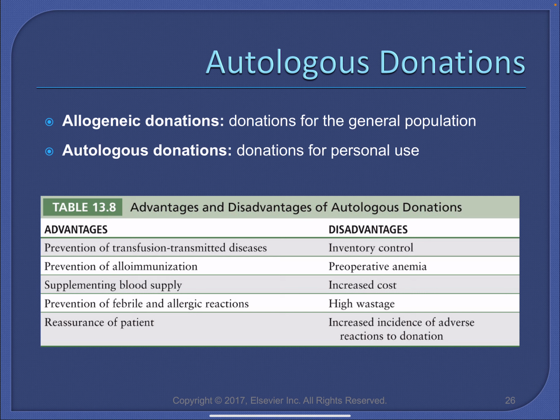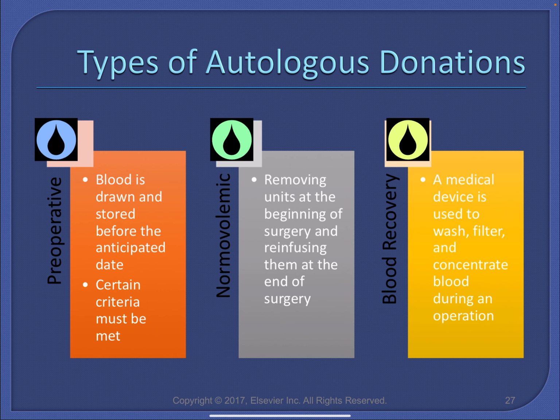This will reduce the risk of disease transmission or transfusion reactions or alloimmunization to red cells, platelets, and white blood cells. So it's great. But there are some requirements that we have to follow that may be slightly different than allogenic donation. So there are some advantages and disadvantages. Again, prevention of transfusion-transmitted diseases, prevention of alloimmunization, supplementing the blood supply, prevention of febrile and allergic reactions, and reassurance of the patients that they're getting their own blood reinfused back in them.